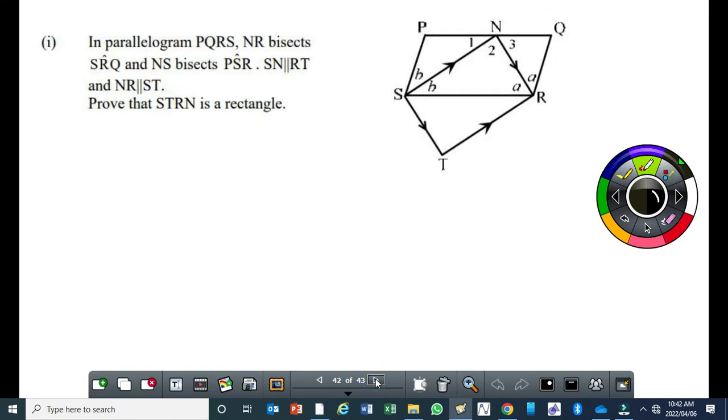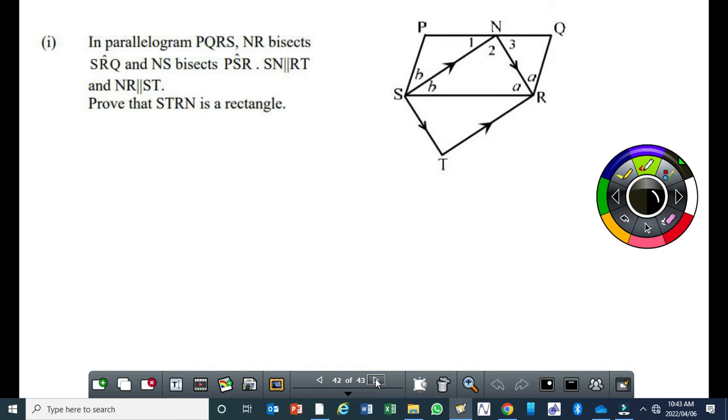Right then. Now we've got this question now. Right? So it says in PQRS, NR bisects SRQ. Okay? So we have got this line NR bisects SRQ, which means these two angles are going to be equal. That's what it means by bisect. Then NS bisects PSR, that's why we've got a B and a B here. Here we've got A and an A. And then it says SN is parallel to RT and NR is parallel to ST. Okay, you can see that there.